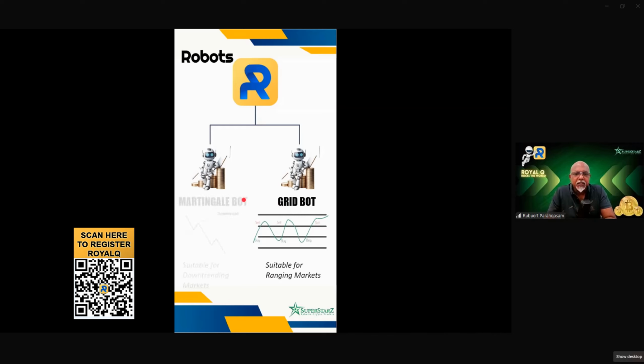The other bot is known as the martingale bot. This bot, let me tell you, is cherished, it's loved, it's used by many people. Now, what is this martingale bot? This martingale bot works really well on a market which is downtrending. The market is moving down. This is when this robot, the martingale bot, comes and shines. Let me explain to you how the martingale bot works.